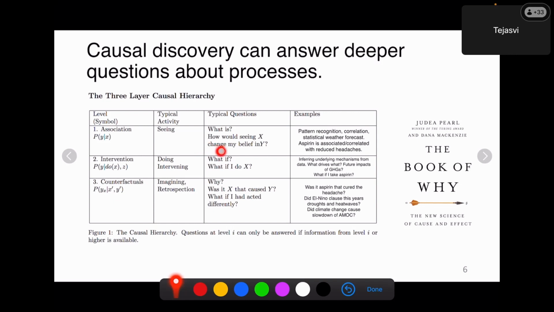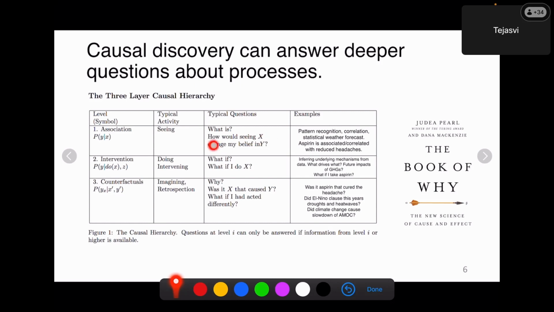What we want to target here is how would seeing a variable, seeing a value of X, change my belief about Y? If I already know about X, how much do I already know about Y? Things like that. So statistical weather forecasts, correlation-based methods, pattern recognition, or a simple medical statement like aspirin is associated with reduced headaches lie in this hierarchy. It does not tell us about mechanistic pathways, but it tells us about statistical associations, that yes, these things are associated.